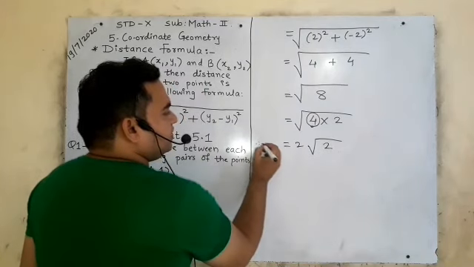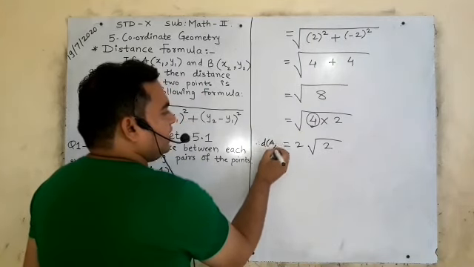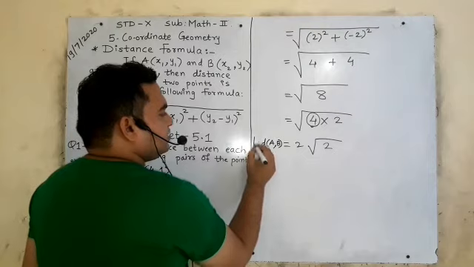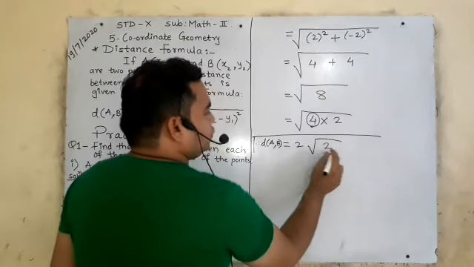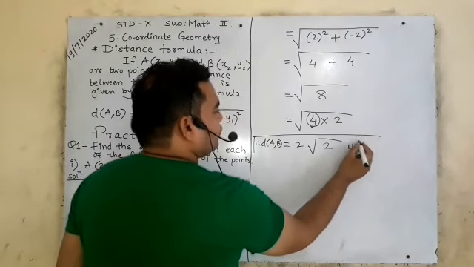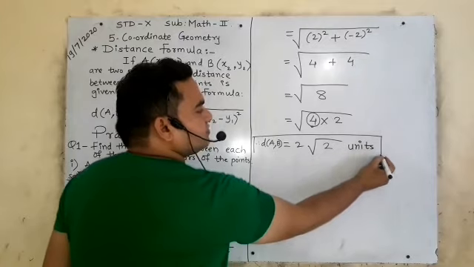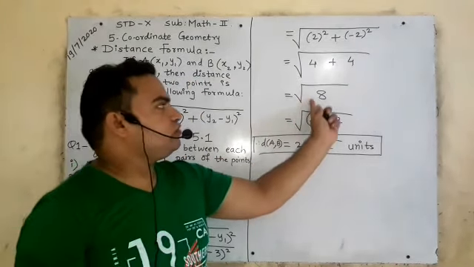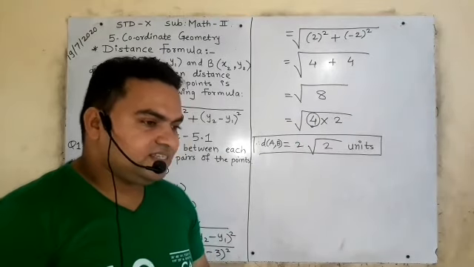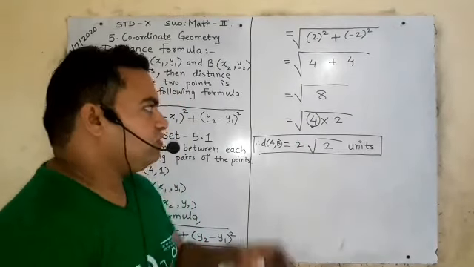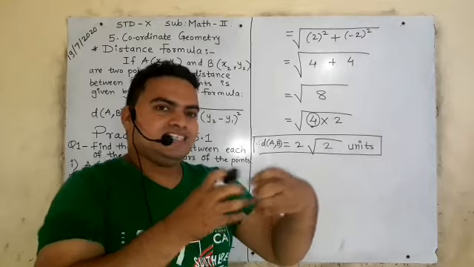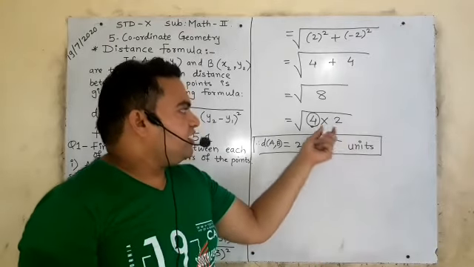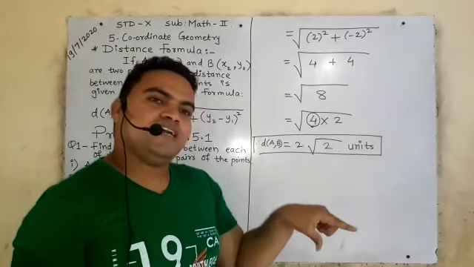So we will write: therefore, the distance between points A and B is equal to 2 root 2 what? At last you have to write units. Is it clear? So look here, the answer came as root 8. But is the square root of 8 the square of any number? No. So we will factorize it. We will expand it. 4 2s are 8. And why will we choose 4 2s are 8 only?